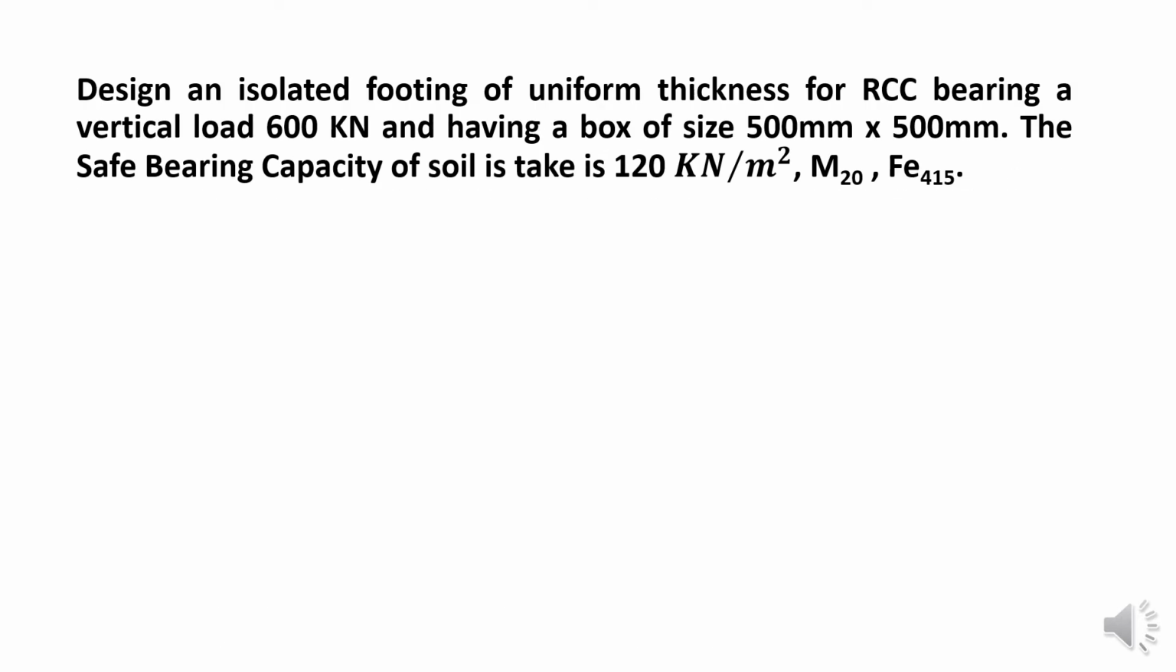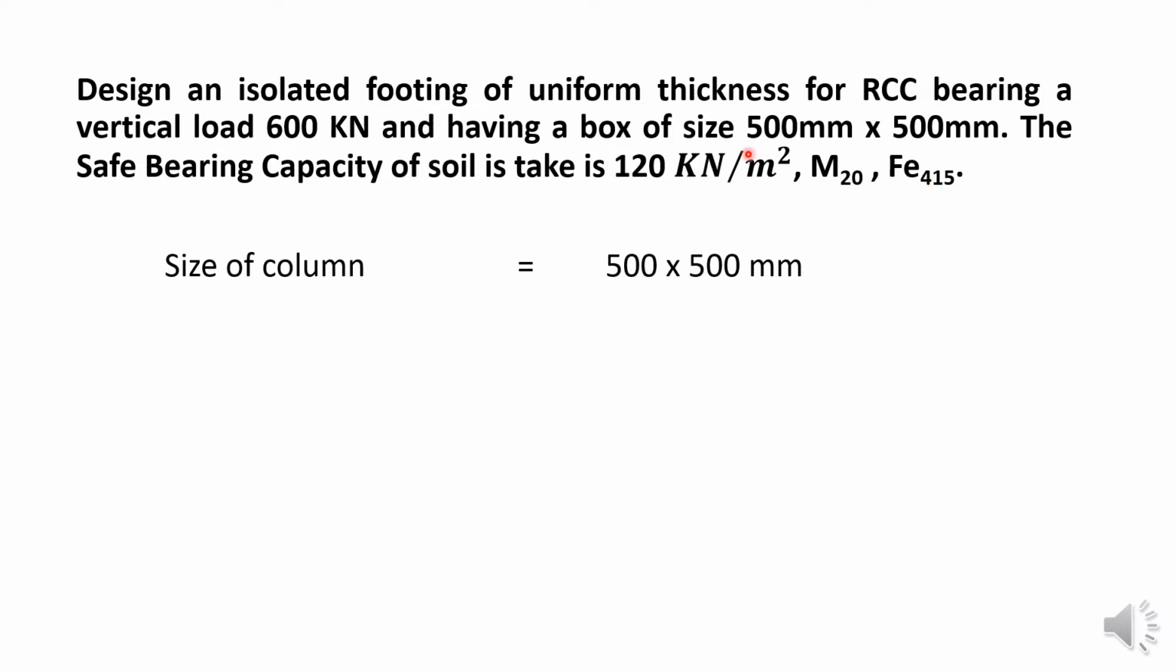Let us see the problem. Design an isolated footing of uniform thickness for an RCC column bearing a vertical load of 600 kN and having a size of 500 by 500. The column size is given as 500 by 500. The safe bearing capacity of the soil is taken as 120 kN per meter square. Use M20 and Fe415 steel.